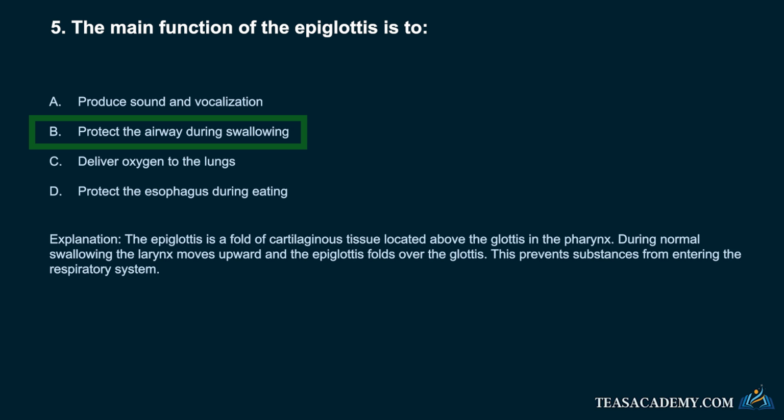The epiglottis is a fold of cartilaginous tissue located above the glottis and the pharynx. During normal swallowing, the larynx moves upward and the epiglottis folds over the glottis. This prevents substances from entering the respiratory system.